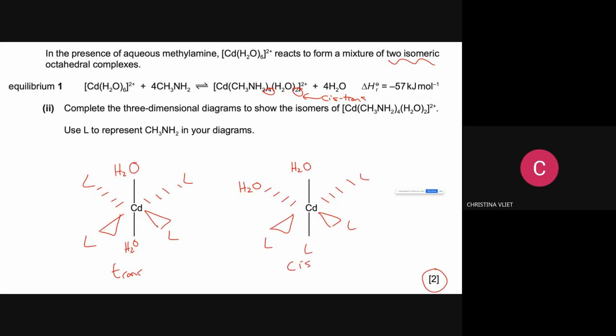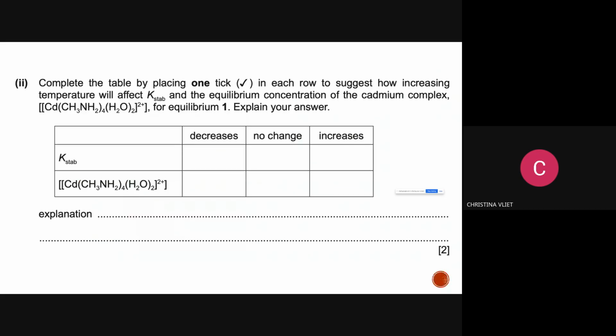All right, the next question. Complete the table, and this is a common type of question with K's and with equilibrium. Complete the table by placing a tick, which is a check mark, on each row to show how temperature is going to affect your K stab and how the temperature is going to affect the equilibrium concentration of the cadmium complex. For equilibrium of 1, explain your answer.